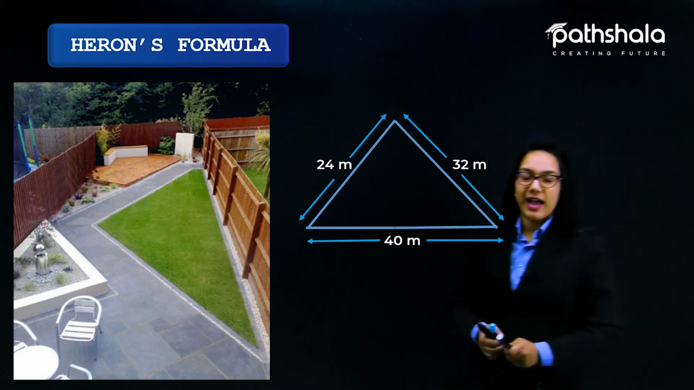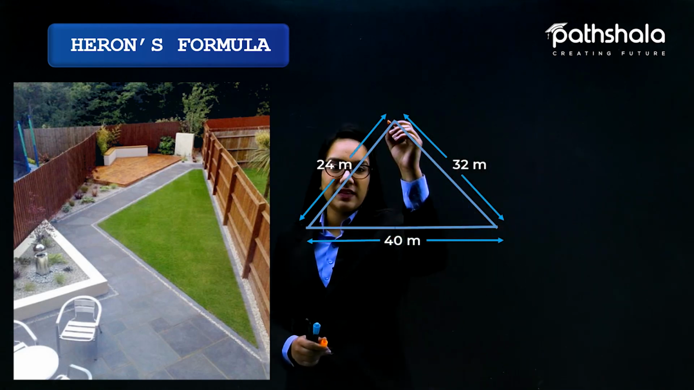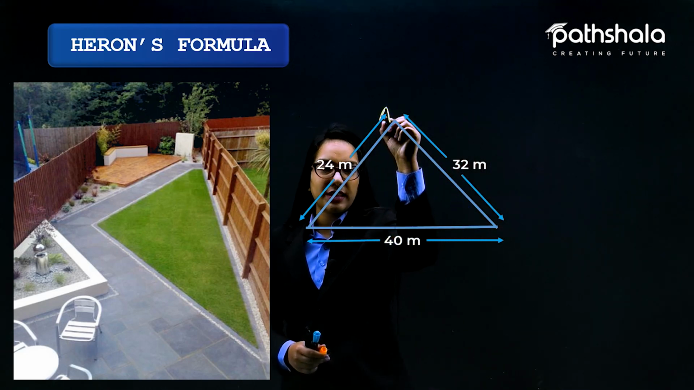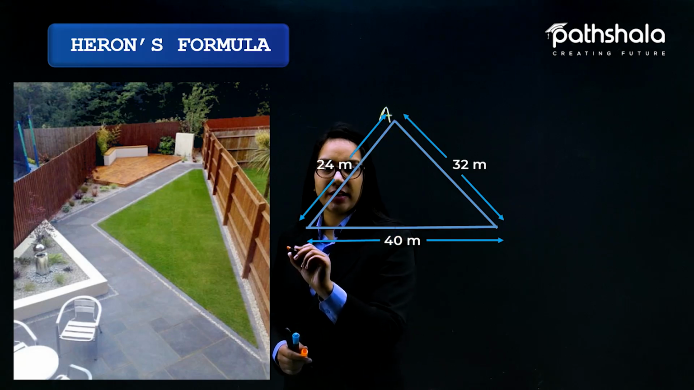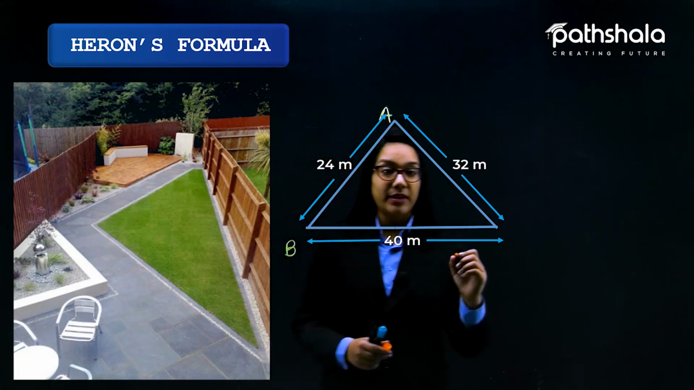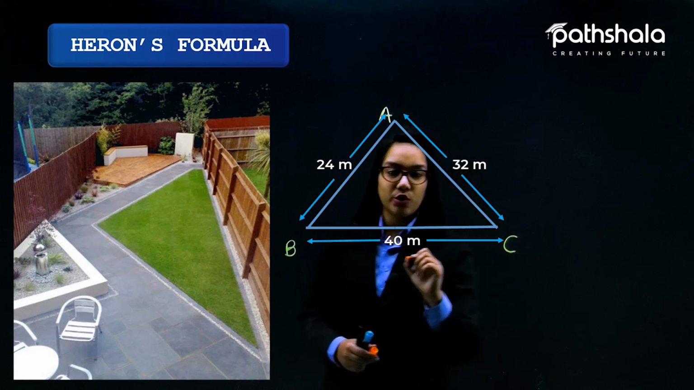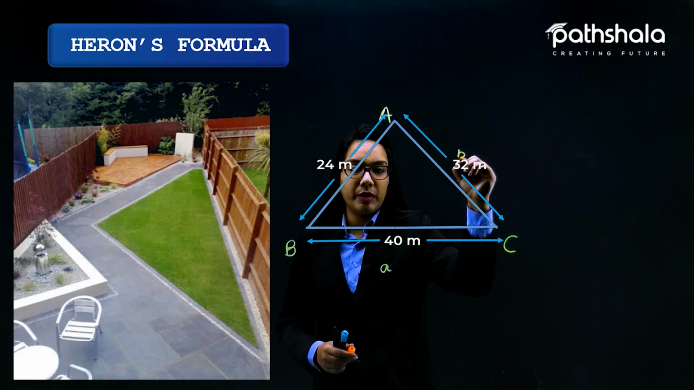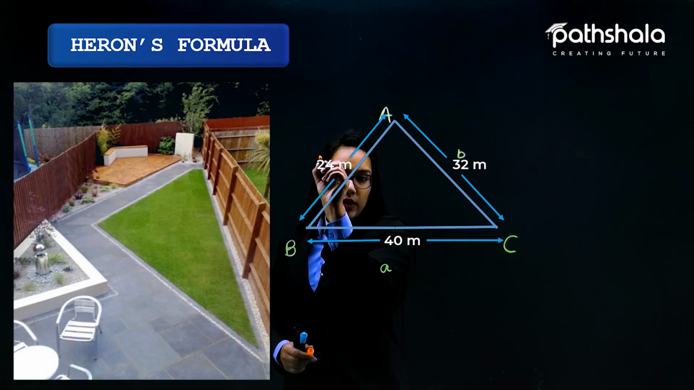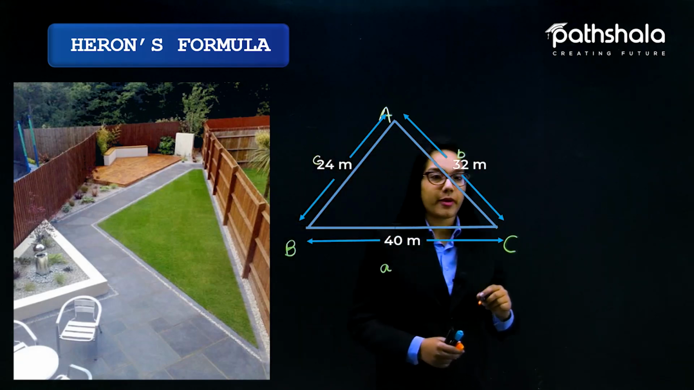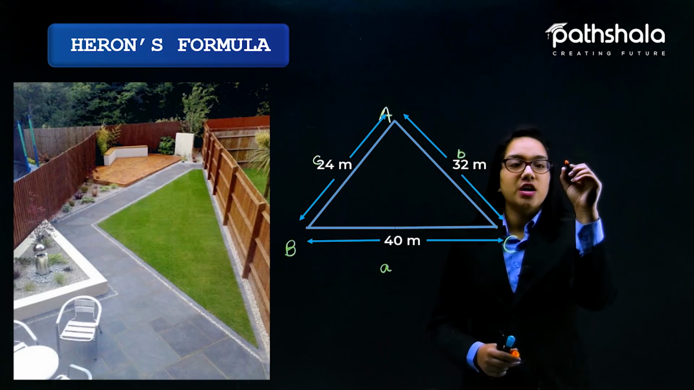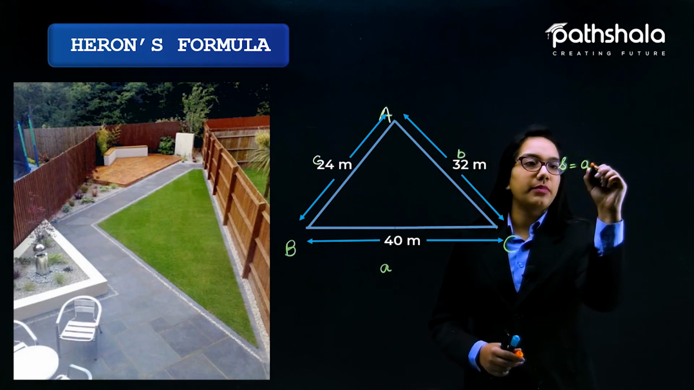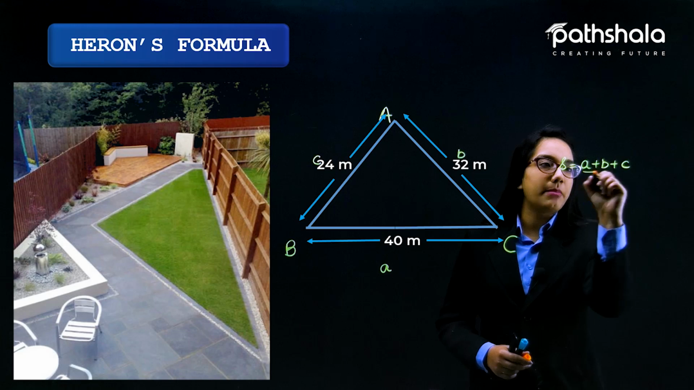Let's find out. Let us suppose I take this as vertex A, this as B, and this as C. So this would be my small a, this would be my small b, this would be my small c. First, let us find the semi-perimeter for Heron's formula. The semi-perimeter is a plus b plus c divided by 2.